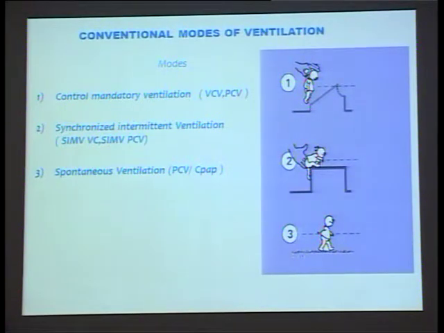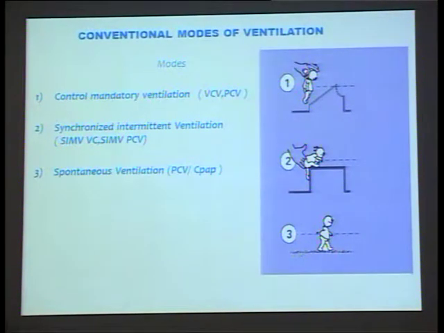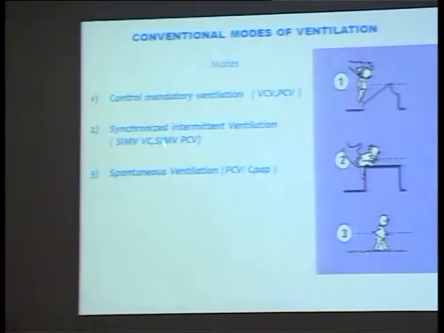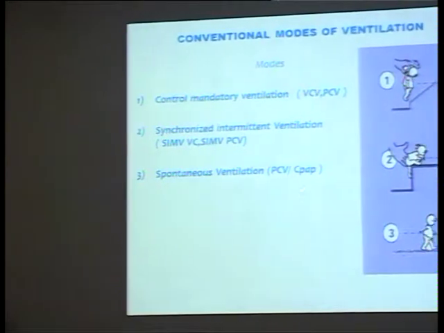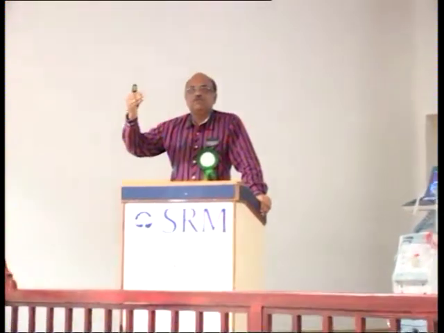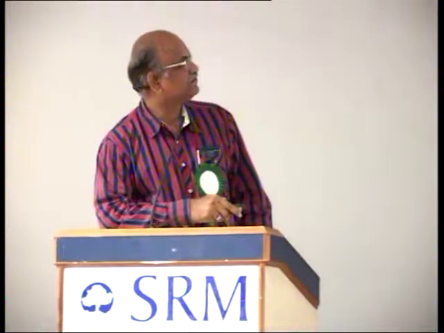Then we need to change the mode to a support mode of ventilation, that is called synchronized intermittent mandatory ventilation. This will allow the patient to breathe in between the mandatory breaths. Then if the patient is breathing well, we will put them on spontaneous mode of ventilation. All the breaths will be taken by the patient, and we will reduce the support from the machine step by step. So these are all the steps that we have been using.